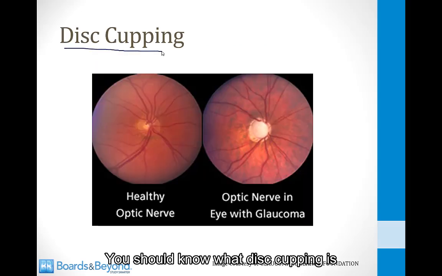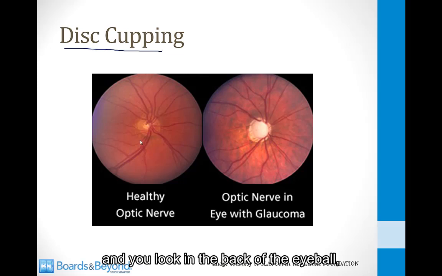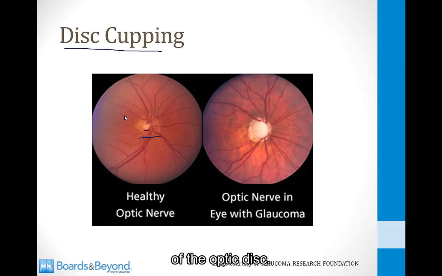You should know what disc cupping is and be able to recognize it in a picture. So when you do a fundoscopy exam on your patient and you look in the back of the eyeball, you will see the optic nerve like this. And there's this bright area in the middle, and that's called the cup. And normally it's less than half or a third of the entire radius of the optic disc.